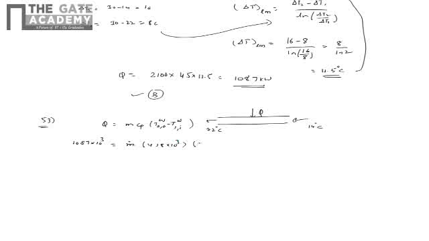The temperature difference is 22 minus 14. So this is a fairly simple problem if you just calculate the mass flow rate. It comes out to be 32.5 kg per second, so the answer is A for this. So it's B and A, a fairly simple problem.